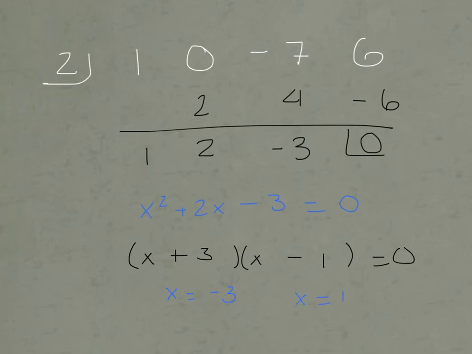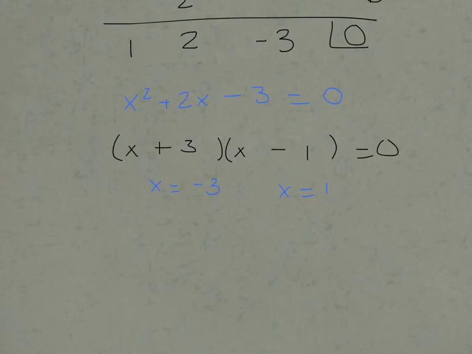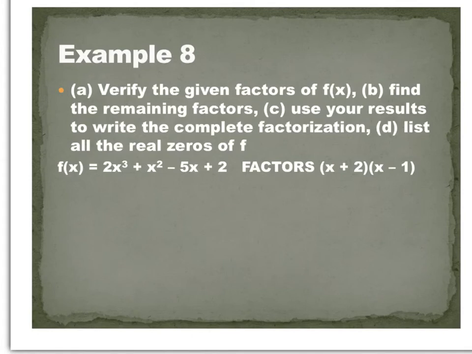So my solutions, I'm going to list them out. Remember, they gave me one of my zeros. Negative 3, 1, and 2. So I have 3 x-intercepts for the given, and that's my solution set. Remember, when it says solve the equation, I want all x-intercepts. Do not stop here. Alright, so here's our last example.